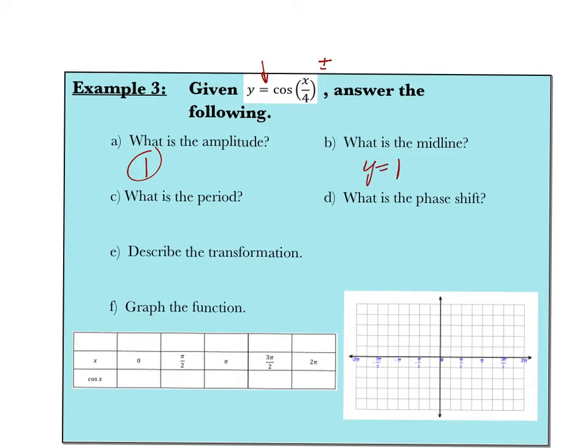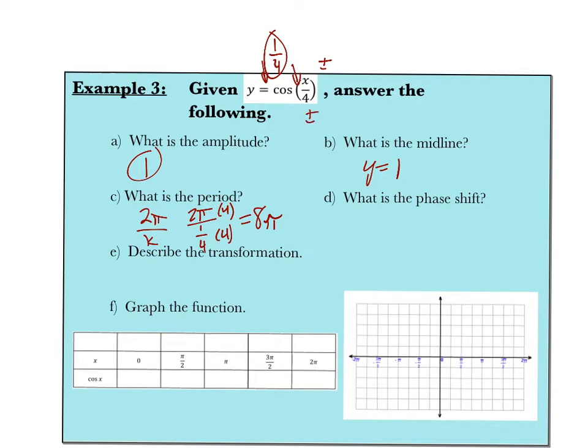Period. Here's where I have to be very careful here, because it's usually 2 pi over k. Technically, something is happening to x, okay? Technically, what I'm multiplying that by is 1/4. So I'm taking 2 pi divided by 1/4. All right, so, fraction rules, multiply that out. That's going to take 8 pi.